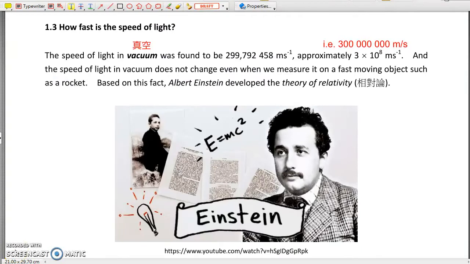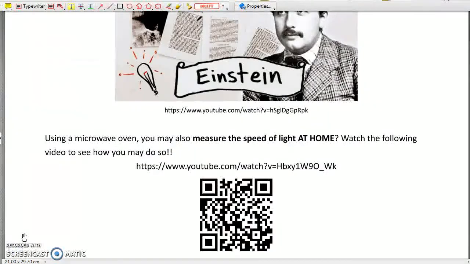1.3 How fast is the speed of light? The speed of light is very fast. Indeed, there is nothing that can travel faster than light does. And what's more, the speed of light in vacuum never changes. And because of that, Albert Einstein developed his theory of relativity. You also want to find the speed of light? Try this at home.